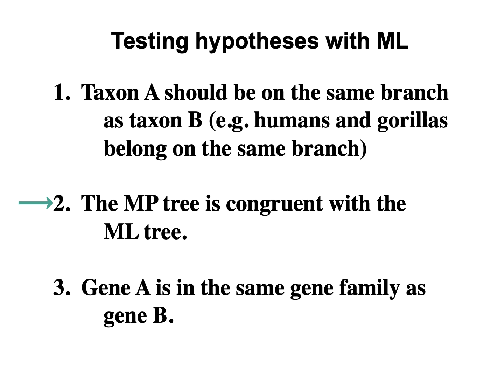Also, you can compare it with the maximum parsimony tree. Is that congruent with the maximum likelihood tree? And you can also look at it as far as gene families. Is gene A in the same gene family as B? So a lot of different ways to use maximum likelihood apart from just determining an overall tree.